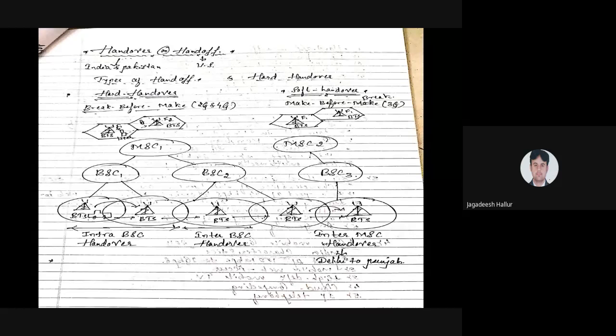BTS has been changed. Base station controller remains the same. Mobile switching center also remains the same. This type of handover is called what? Intra BSC handover. Again, the vehicle is moved from BTS 2 to BTS 3. Next, BTS 2 to BTS 3. That is, BTS has been changed.